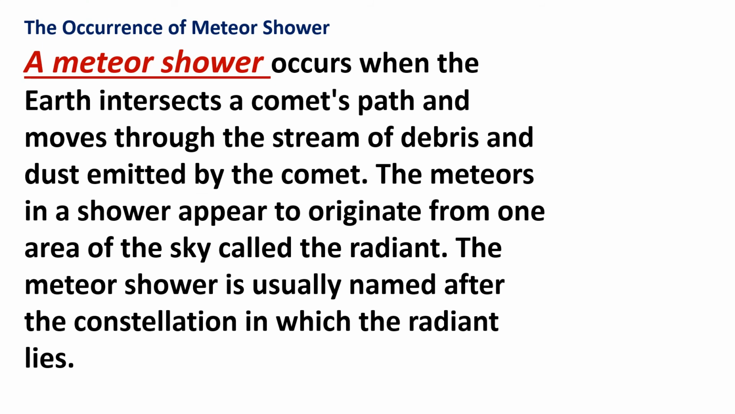A meteor shower occurs when the Earth intersects a comet's path and moves through the stream of debris and dust emitted by the comet. The meteors in a shower appear to originate from one area of the sky called the radiant. The meteor shower is usually named after the constellation in which the radiant lies.